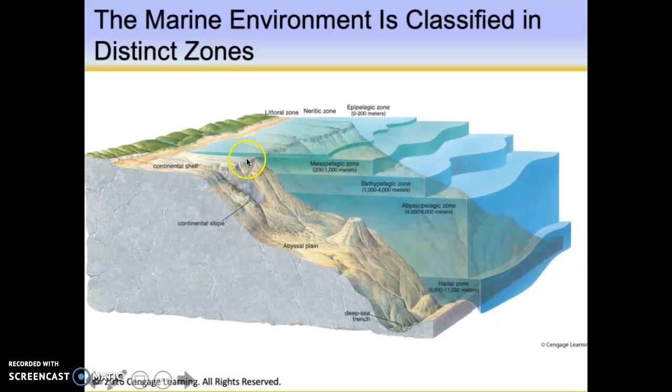But the importance of this particular diagram is just it's got a bunch of terminology in one place that you might be able to refer to later on in the semester. If they mention something like epipelagic or abyssopelagic or something like that, you can then go back to chapter 4, and those names are all labeled on this diagram. And that's it for this slideshow.